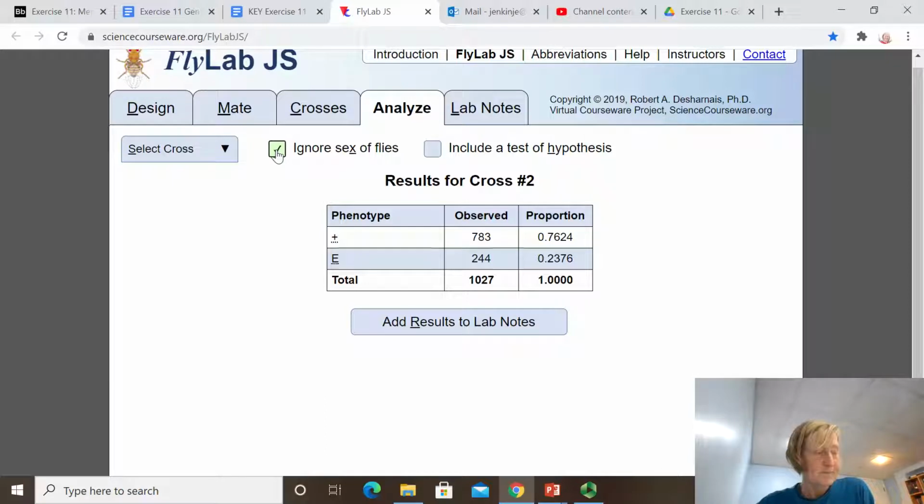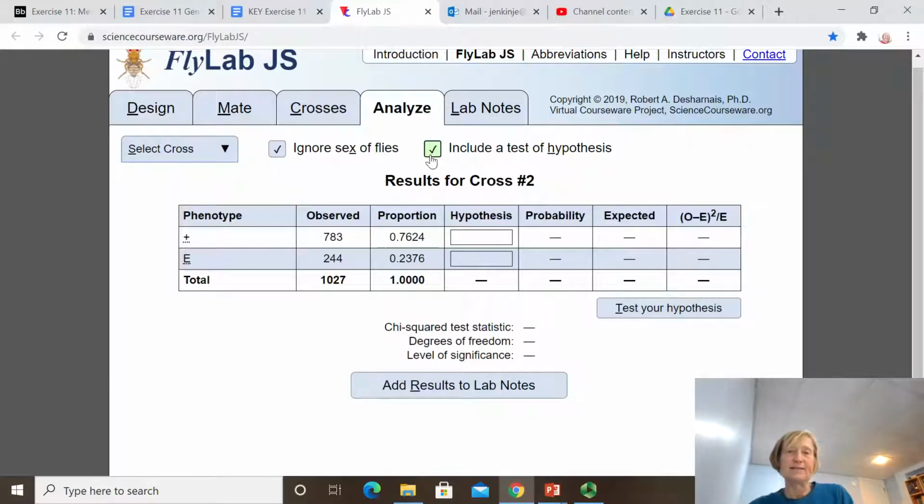Okay. Now it says observed phenotypic ratio, predicted phenotypic ratio, predicted number of flies. How are we going to do this? Well, the observed phenotypic ratios are set up for us already. It looks like 76 or 0.76 of the offspring are wild type. So 0.76 are wild type and 0.24 are ebony. That's our observed phenotypic ratio, if you will, our proportions.